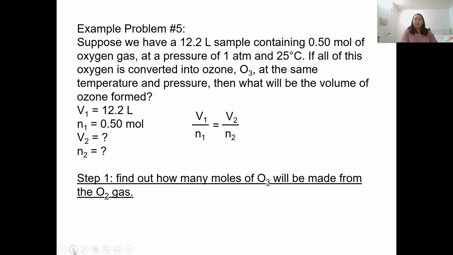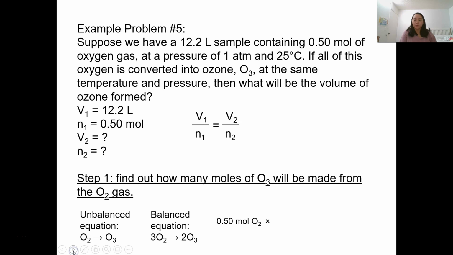Step number 1. If you don't know two variables, let's just tackle one at a time. So step 1, find out how many moles of ozone will be made from O2 gas. You do that by our favorite topic, which is stoichiometry. First of all, you've got to balance this equation. O2 going to O3. When you balance it, you get 3 moles of O2 becoming 2 moles of O3. And you know that in the beginning, you have 0.5 moles of O2. Then you do your stoichiometry using the mole ratio between O3 and O2, giving you 0.33 mole of O3.